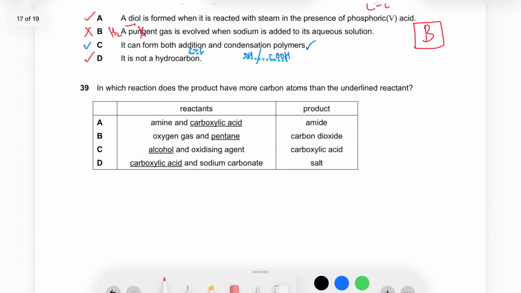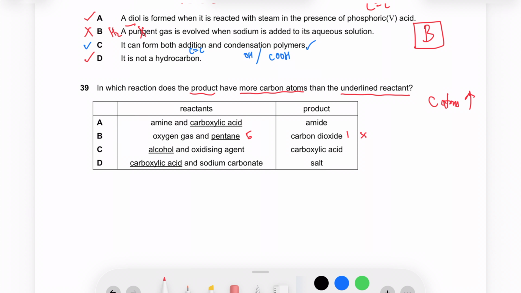39. In which reaction does the product have more carbon atoms than the reactants? Okay, so the number of carbon atoms actually increases after the reaction. Let's take a look. Oxygen and pentane. Pentane has 5 carbon. CO2 only has 1 carbon, so unlikely.